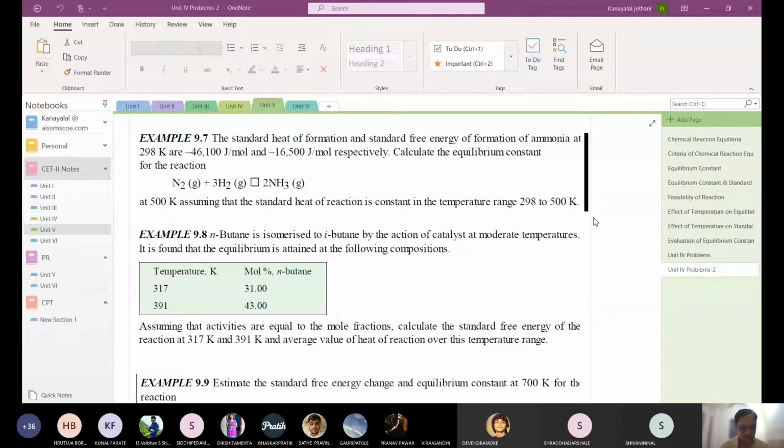अरे क्या है, इतना सिंपल है। मैंने बताया था, स्टैंडर्ड फ्री एनर्जी ऑफ रिएक्शन इज नथिंग बट summation over products nu i into delta G of formation of products, minus summation over reactants absolute value of nu i into standard free energy of formation of reactants. Similarly for heat of reaction, products minus reactants.